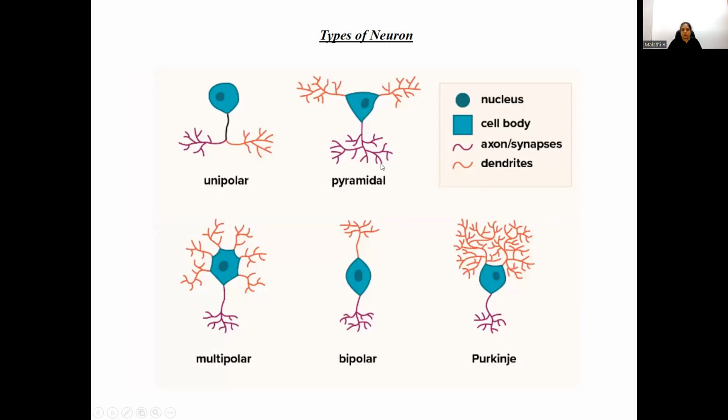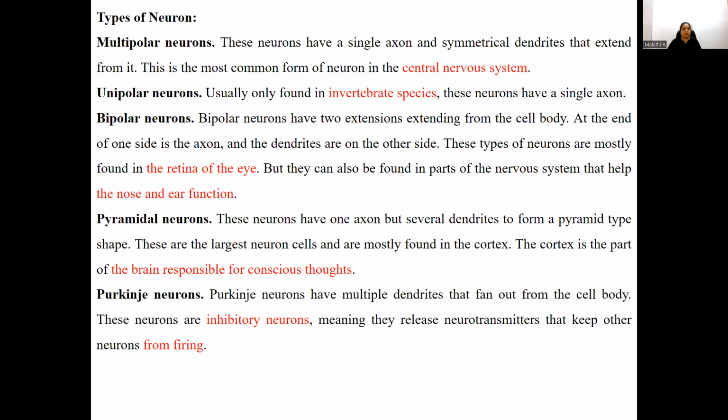So apart from those two major neuronal cells, you have different types of neurons based on the structure. One is the unipolar neuron, the pyramidal neuron, multipolar, bipolar, and Purkinje fiber. Each is specified for different locations. Accordingly, the functions of the neuronal cell will be covered.